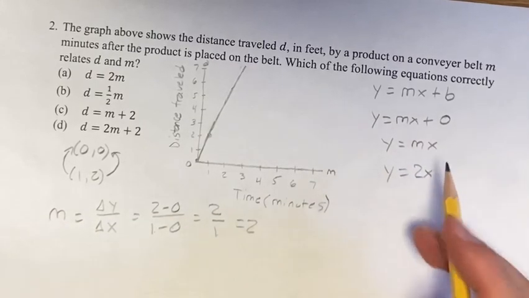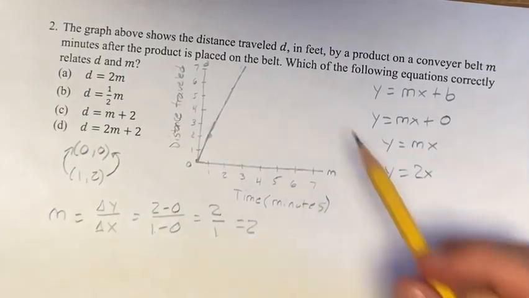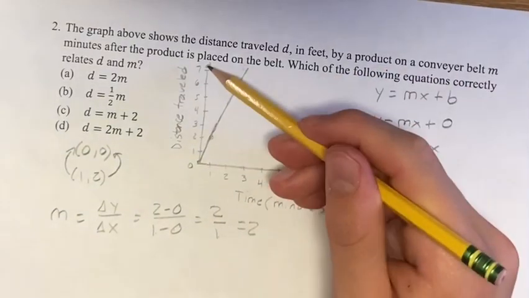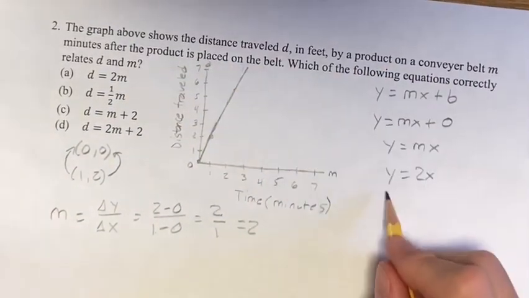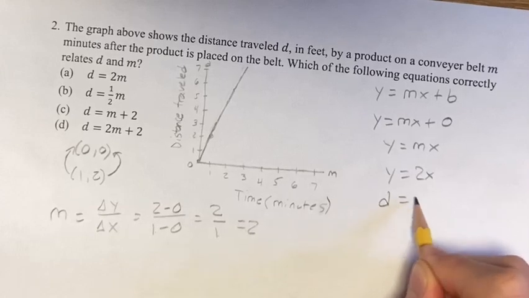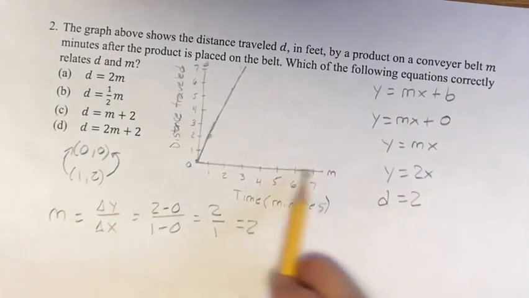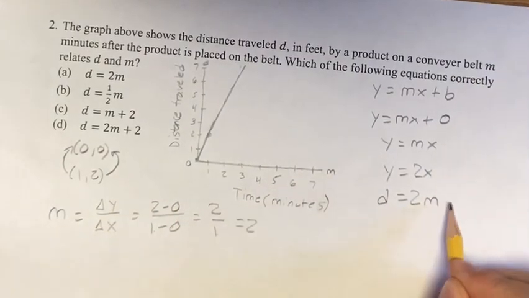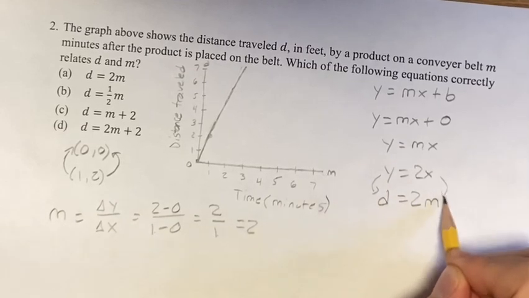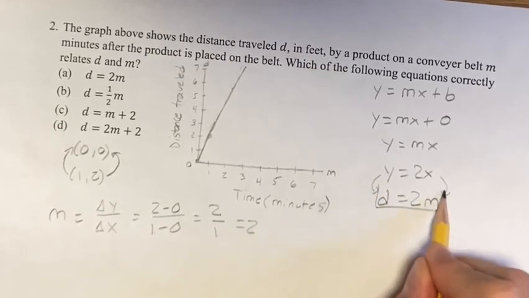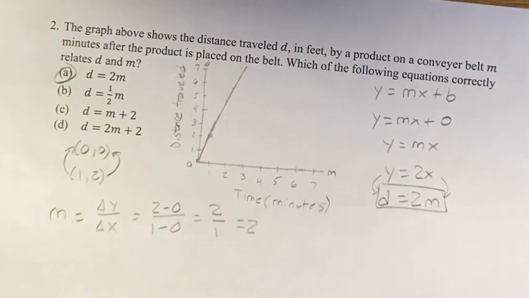Now we have to relate this with d and m. Our y-axis is actually the d-axis, we can see up there. So for y we put in d, and then the x-axis is actually m, so 2m. Just plugging these in, your final equation is d is equal to 2m, which means a is going to be your final answer.